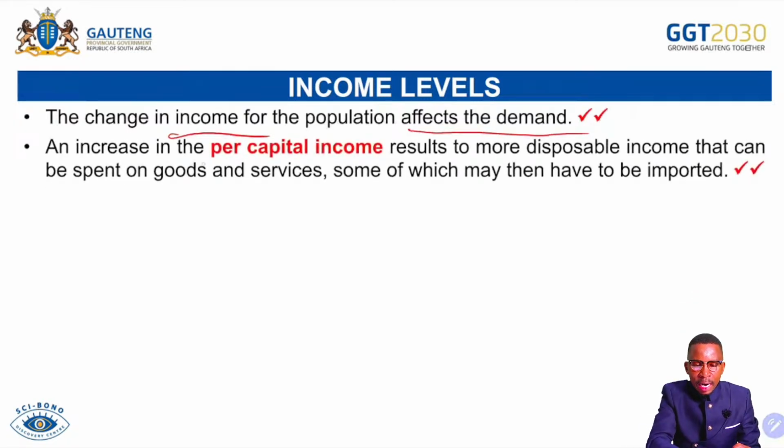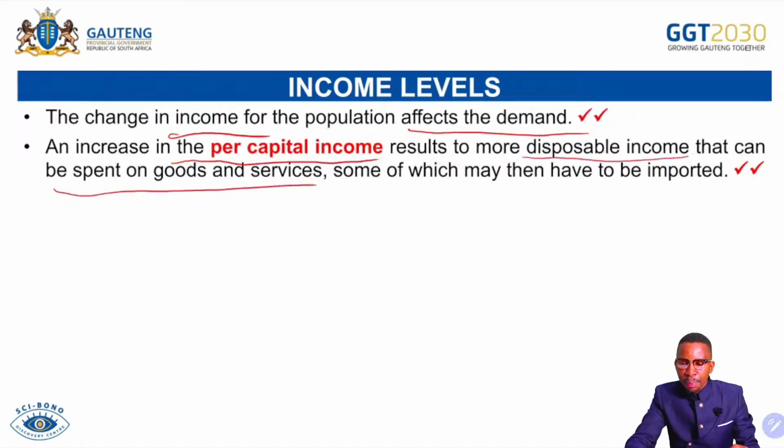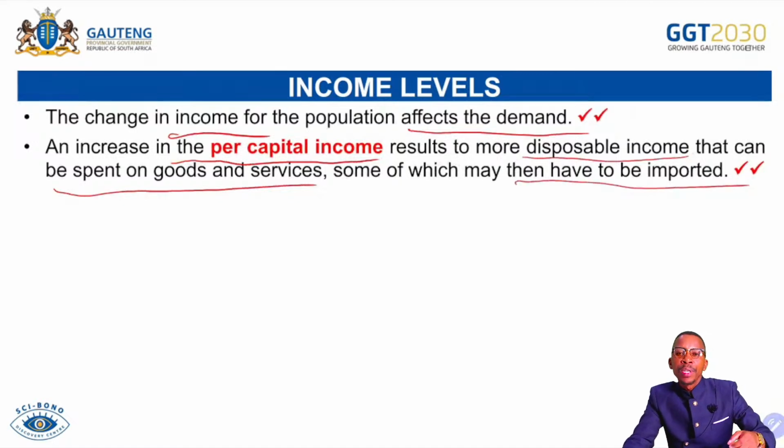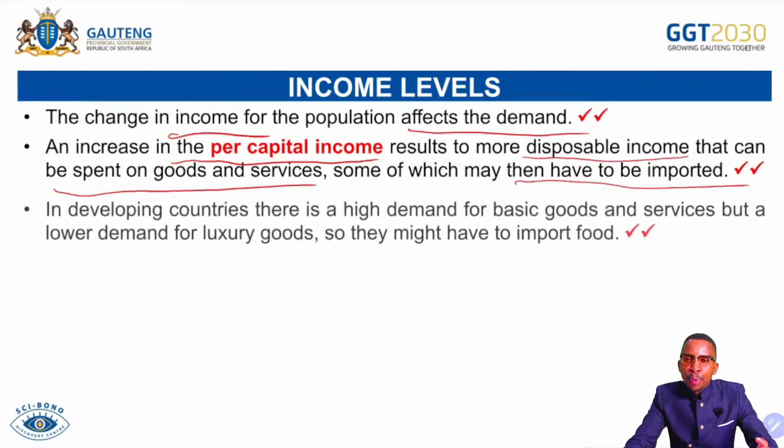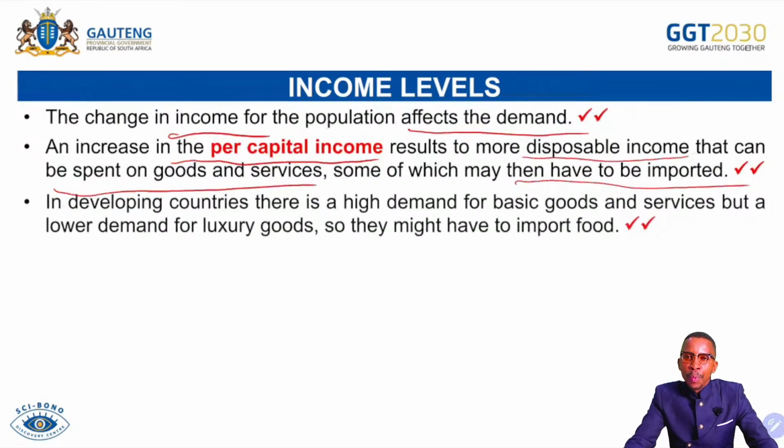So as income per capita increases, it results in more disposable income that can be spent on goods and services, some of which may be produced or imported. So as our income per capita goes up, that will lead to an increase in the disposable income. If the disposable income increases, then consumers will be tempted to demand more goods and services. And some of those goods they demand will be produced abroad, meaning they will be imported. We know that when the income level changes, people are always tempted to spend. So they spend on both domestically produced goods and services and also imports.